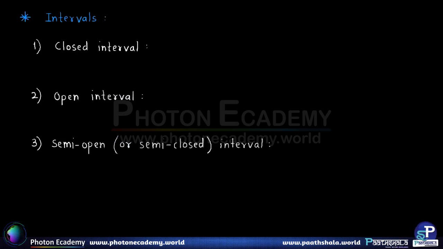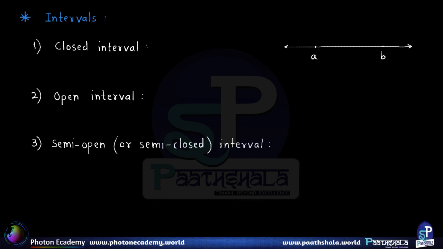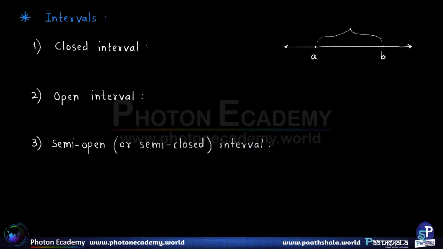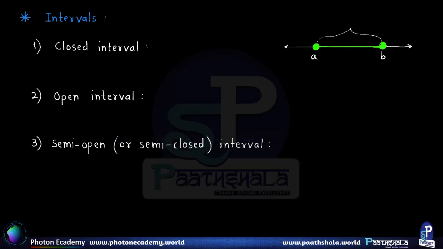Let us consider a real number line having two numbers, say a and b, as shown here. Now in some context, suppose we want to refer to all the real numbers which come between a and b, including a and b themselves. So the set of all those numbers is called the closed interval. To denote it graphically, we darken the two endpoints a and b, and also darken the entire segment between a and b. Here whatever I have highlighted in green, that entire thing is called the closed interval.